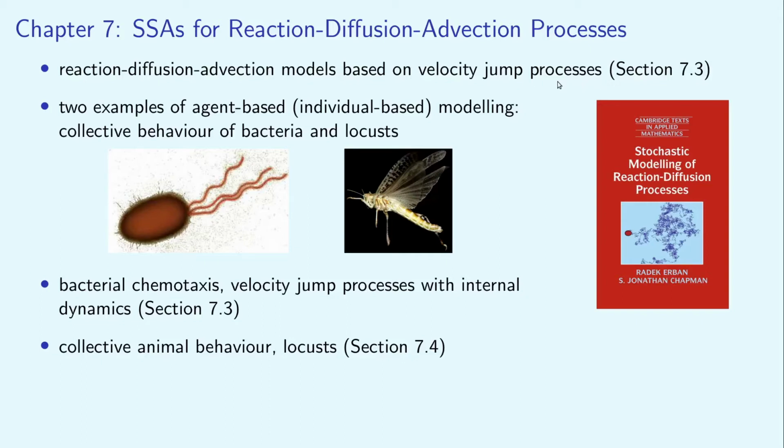In section 7.3, such models are applied to modeling behavior of bacteria, where we will discuss how we can derive population-level equations from individual-based models. Another example of agent-based modeling is presented in section 7.4, where we will discuss collective behavior of locusts.